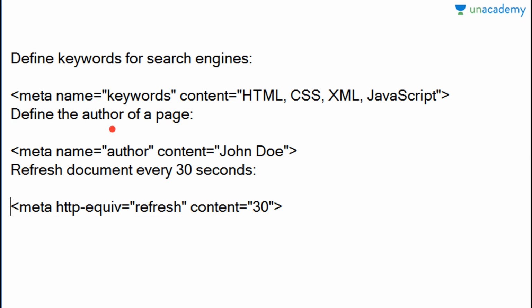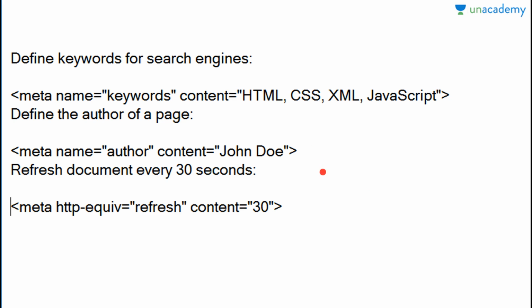Now moving forward, we will see how to define the author of a page. How can we get to know about the author of a page using the metadata? Let's see that. Always remember the author name is saved inside the metadata. We write it like this: meta name equals author, content equals John Doe. So whenever we write this and run our code, we will get the author name.